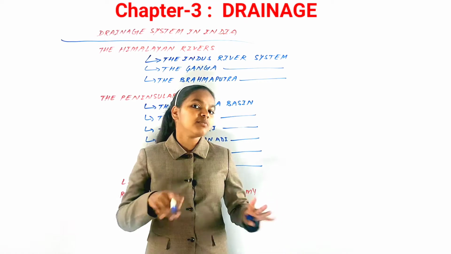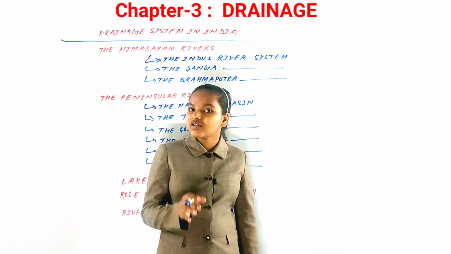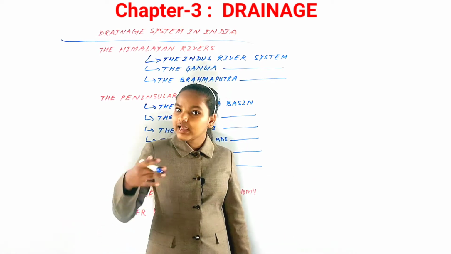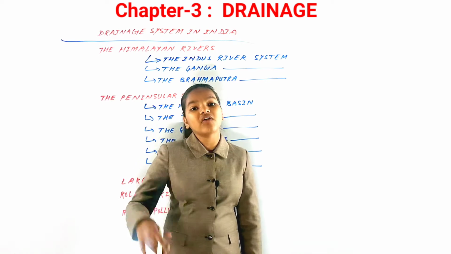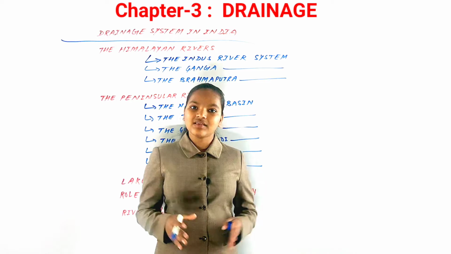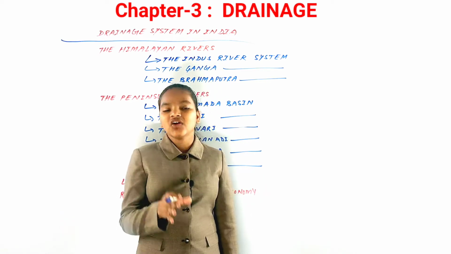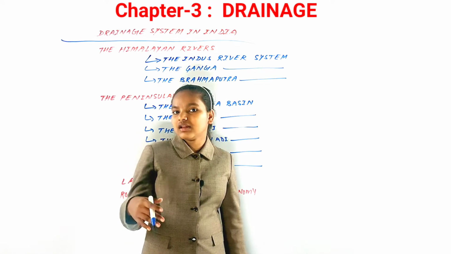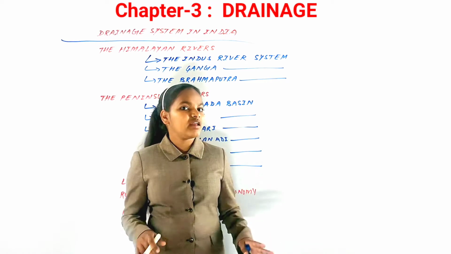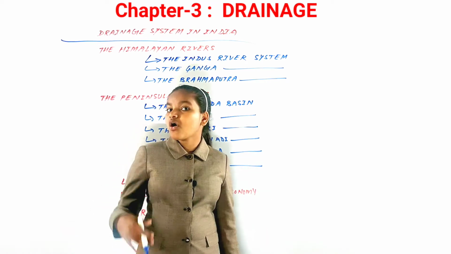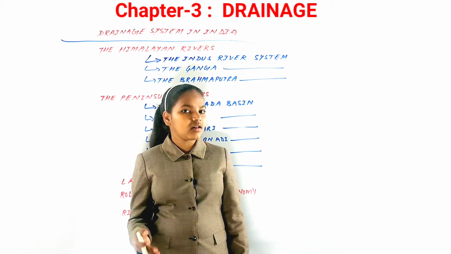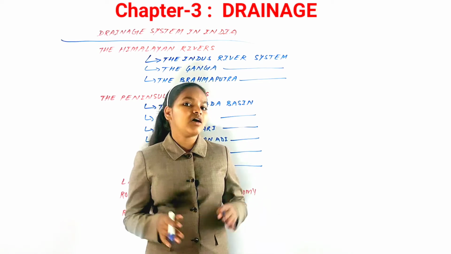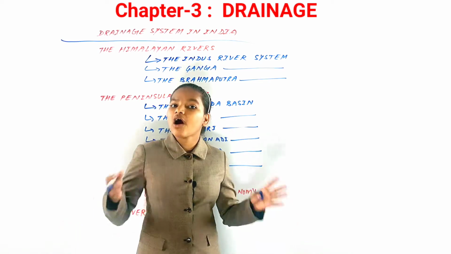But if we compare it to the Peninsular rivers, most of the Peninsular rivers are seasonal because they don't have that much glacier. They are totally dependent on the rainfall, and according to the season their amount of water also changes in their channels. The Peninsular rivers can also dry up, because if there is no rainfall, and they are totally dependent on the rainfall, that's why they are called seasonal rivers. And the courses of the Peninsular rivers are also very shallow, and not that large.